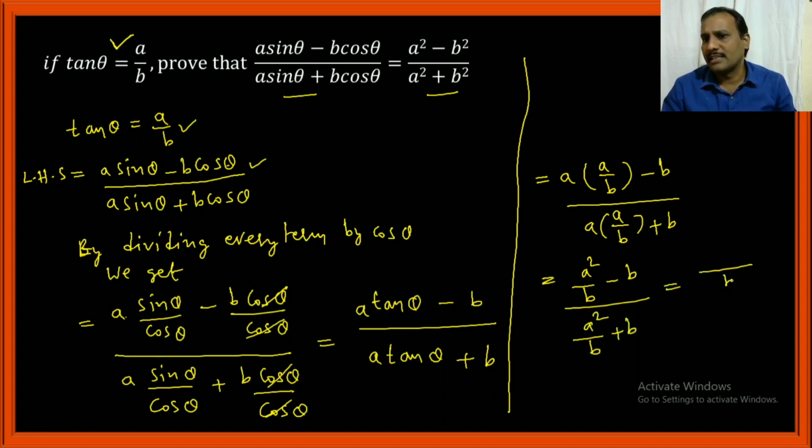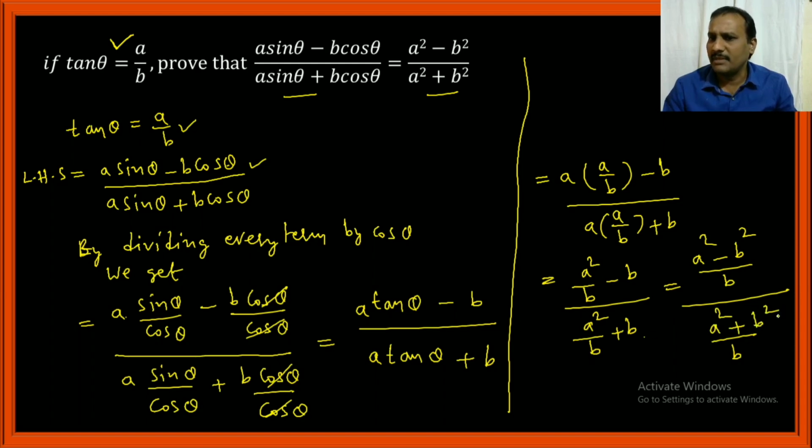So let us take LCM in the numerator, that is B. So A square minus B into B, that is B square. And here also in the denominator the LCM is B. So A square plus B into B is B square. So B gets cancelled. A square minus B square by A square plus B square.